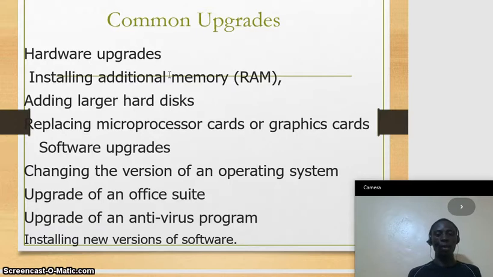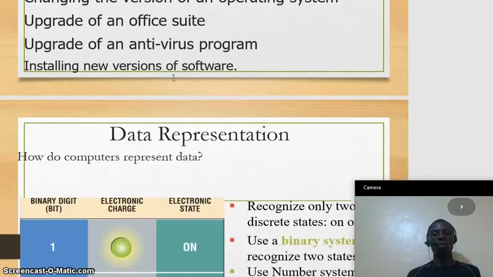Upgrading of an antivirus program. You can upgrade your antivirus to a newer version, to the up-to-date antivirus. So you can upgrade your Office suite from Office 7, Office 10 to Office 13, 16, 19. So installing newer versions of software is all upgrading.